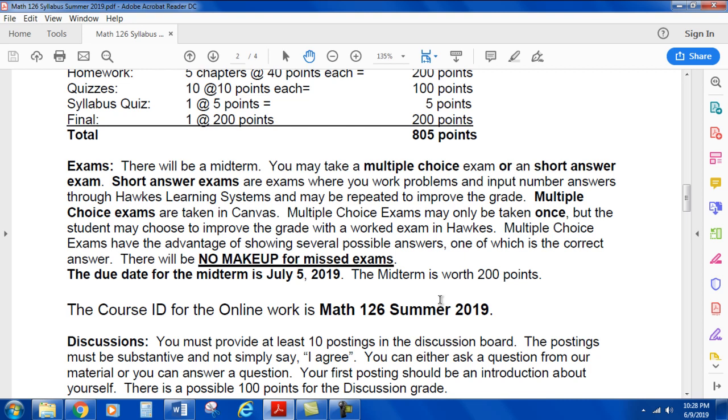Multiple choice exams are taken in Canvas. Multiple choice exams may only be taken once, but the student may choose to improve the grade with a worked exam in Hawkes. Multiple choice exams have the advantage of showing several possible answers, one of which is the correct answer. There will be no makeup for missed exams. The due date for the midterm is July 5th, 2019. The midterm is worth 200 points.